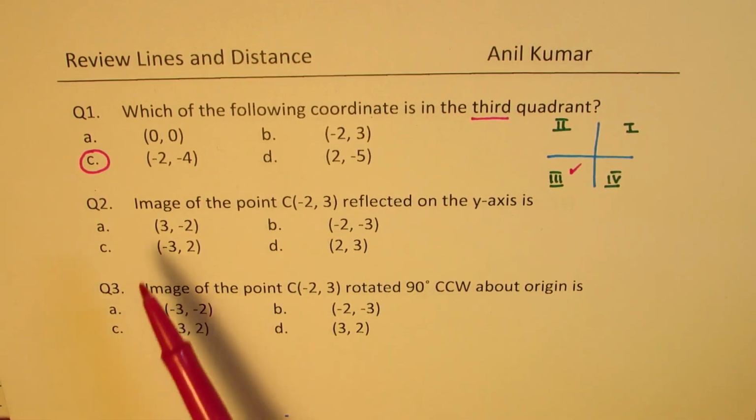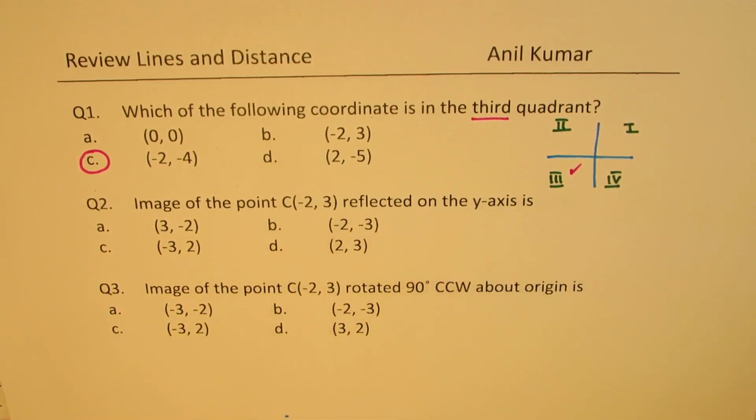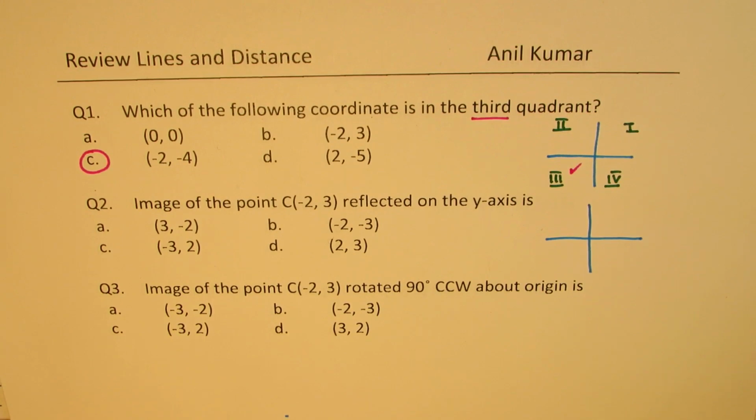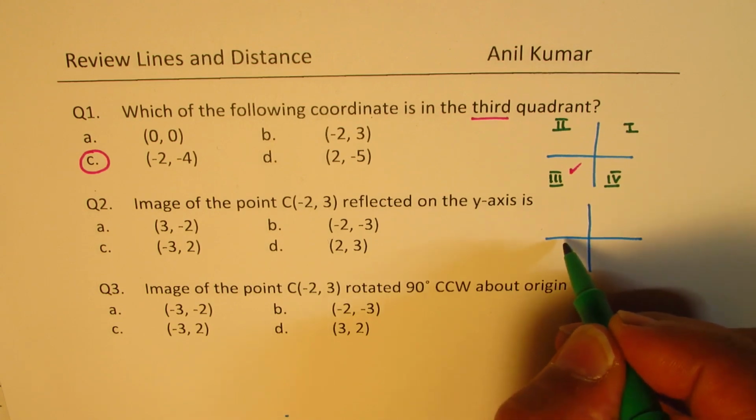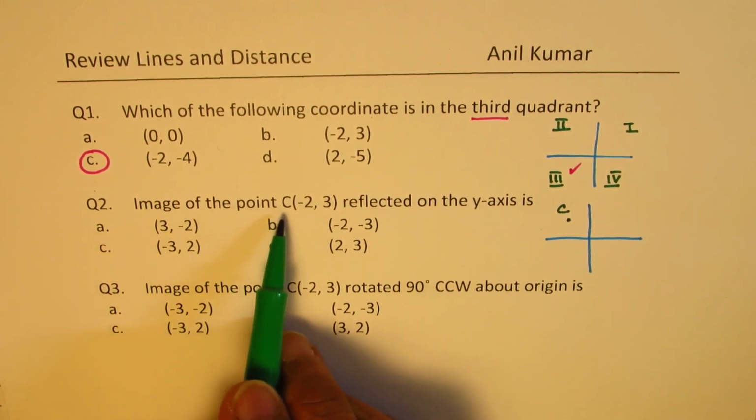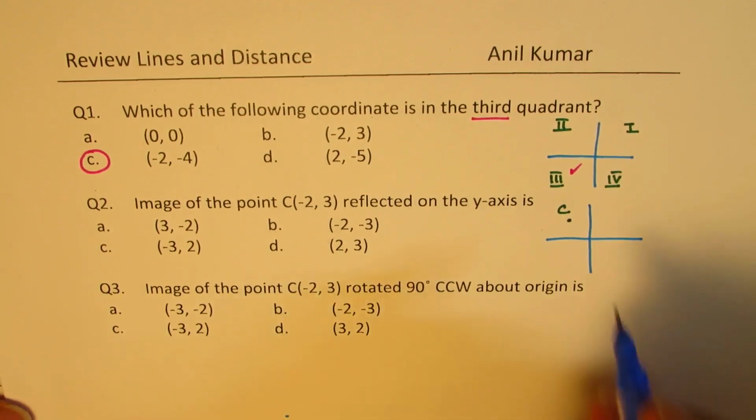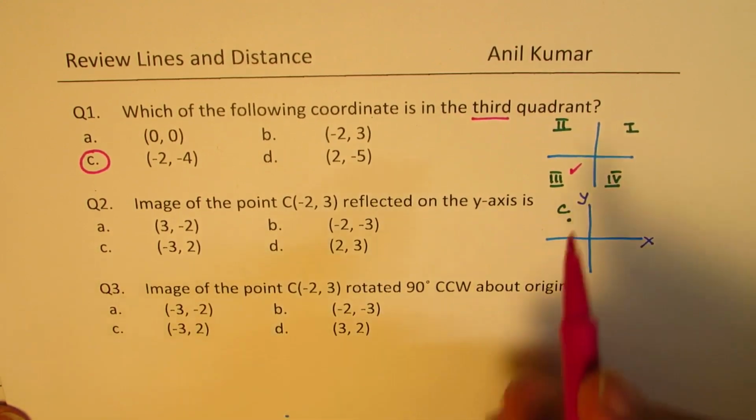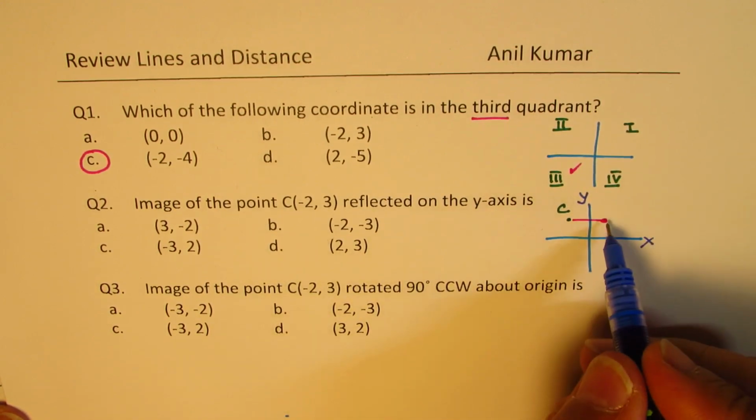Question number 2. Image of the point minus 2, 3 reflected on y-axis is what? So let's try to understand this. We have a point here which is minus 2, 3. So minus on this side, 3 on this side, let's say somewhere here is our point C. Image of the point C reflected on y-axis. So in any plane, we always write y-axis as the vertical axis. This is the x-axis. So when you reflect it on the y-axis, you will see right there. So what really happens is y value remains same, right?